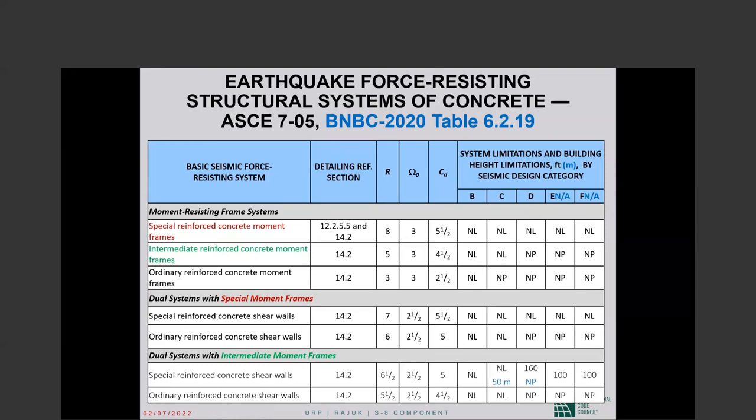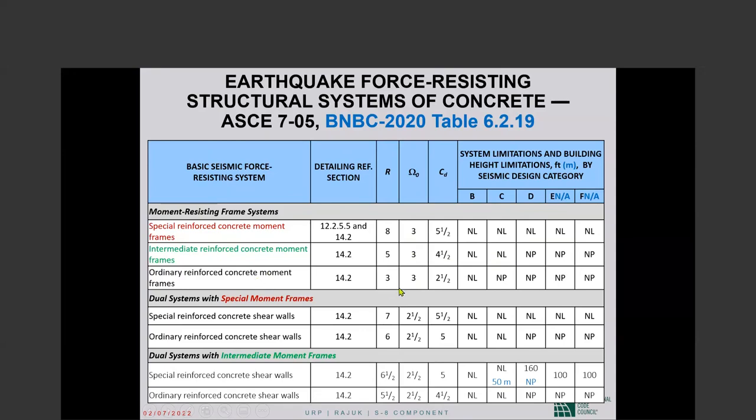Yep. So special moment frame of concrete, R value of 8 has been mentioned, omega sub 0 of 3 has been mentioned, C sub D is 5.5. No height limit in any seismic design category. You go down to intermediate moment frame, R value becomes 5. Omega sub 0 remains 3, C sub D is now 4.5. Now, this is not permitted in design category D and above. NL is no height limit, NP is not permitted.